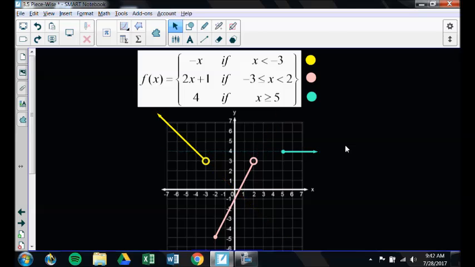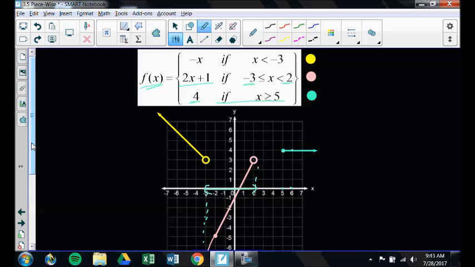So this is saying y equals 4 if x is greater than or equal to 5. Well, that means when x is 5, the y value is 4, and if x is 6, the y value is 4. And this says y equals 2x plus 1 if we're between negative 3 and 2, not including the 2. So that's the word between there. Between x of negative 3 and x of 2, we have these values. 3 pieces from 3 individual lines.